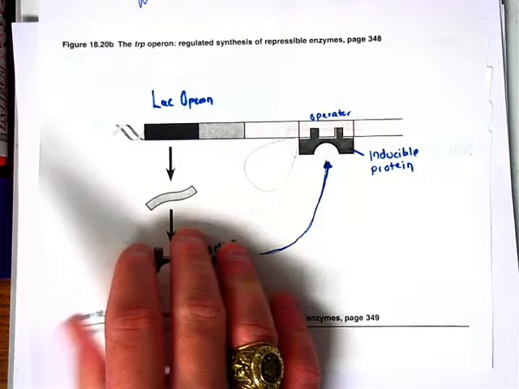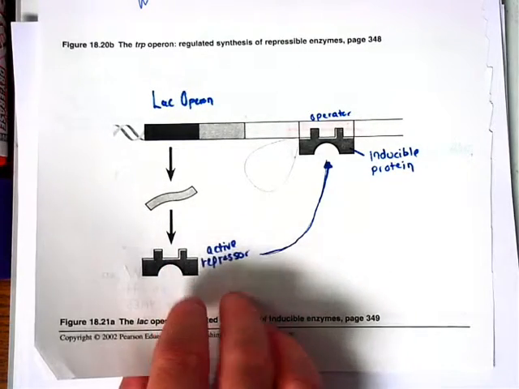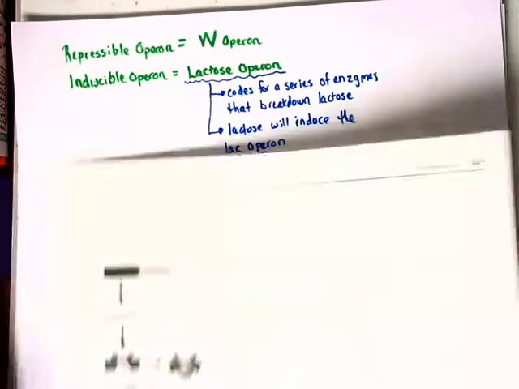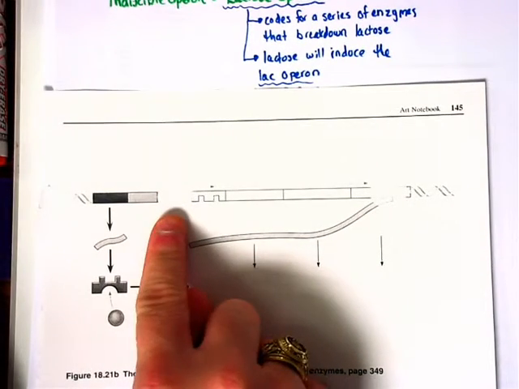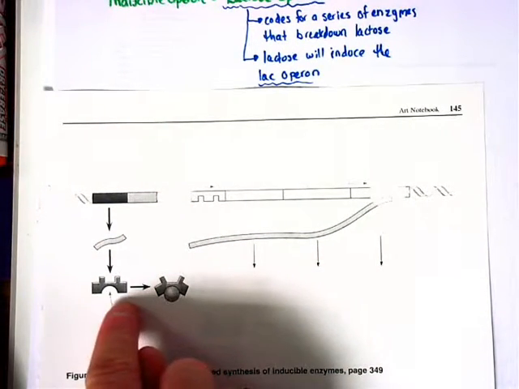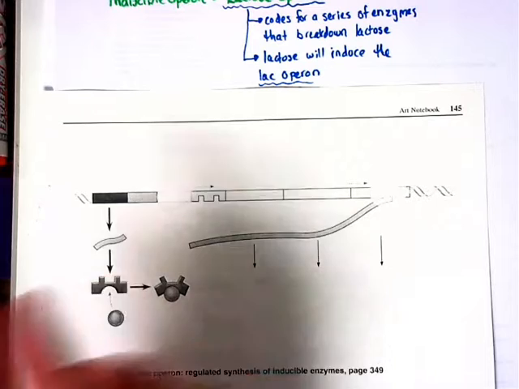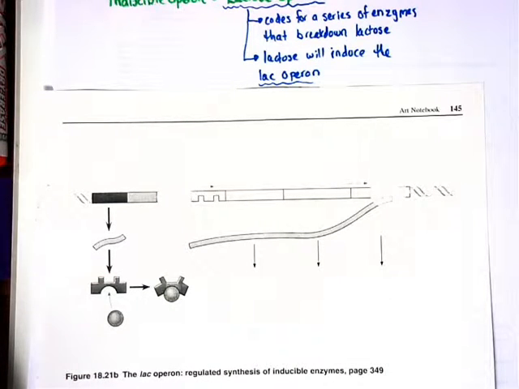Lactose. So I'll show you the next drawing, and you don't need to copy it down. But in the next drawing, you'll see that your operator is free and clear to bind to the RNA polymerase because what's missing? The repressor. The repressor's been turned off because lactose is present. Make sense?